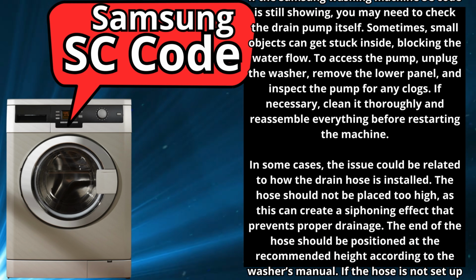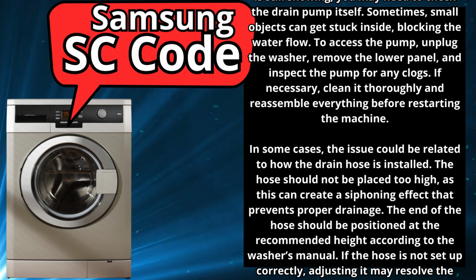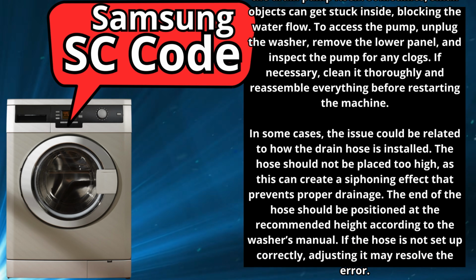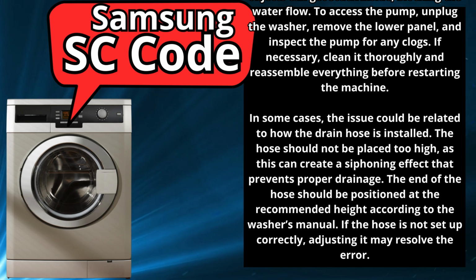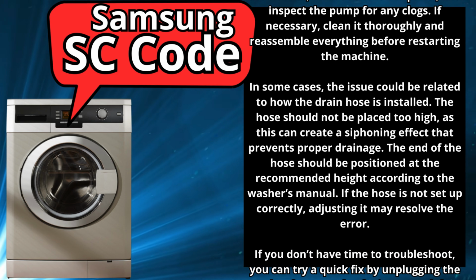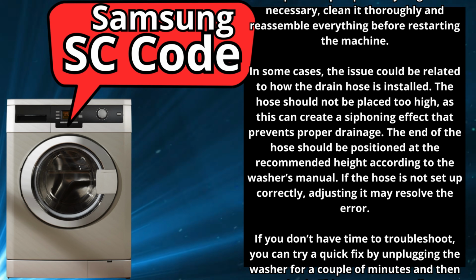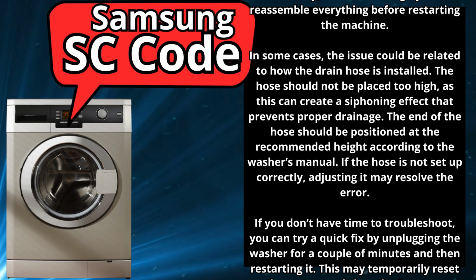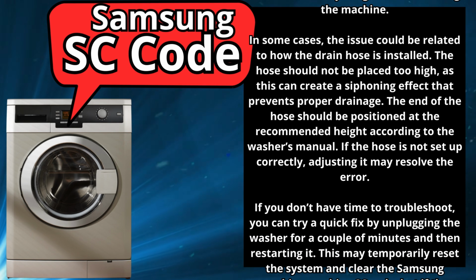In some cases, the issue could be related to how the drain hose is installed. The hose should not be placed too high, as this can create a siphoning effect that prevents proper drainage. The end of the hose should be positioned at the recommended height according to the washer's manual. If the hose is not set up correctly, adjusting it may resolve the error.